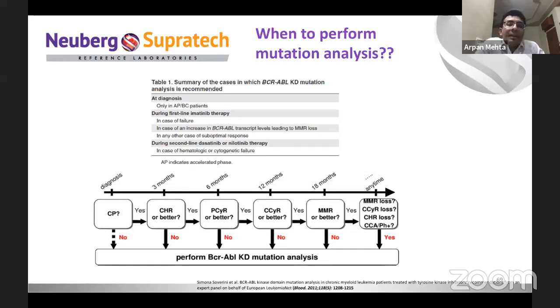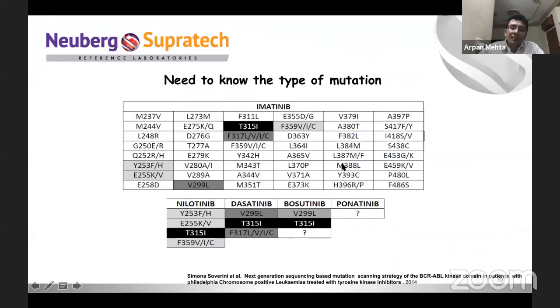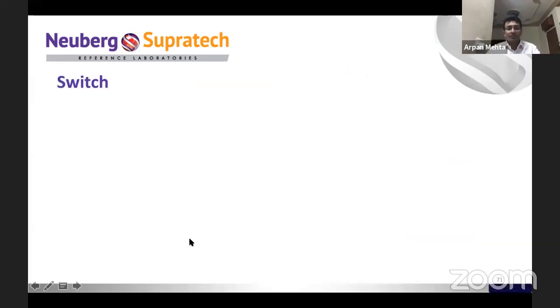It can also be done during second line dasatinib or imatinib therapy or nilotinib therapy in case of hematologic or cytogenetic failure. Now, depending upon the type of mutation, the appropriate tyrosine kinase inhibitor to which the patient is sensitive can be administered. So this table gives us a nice reference guide. Suppose the patient has the F317L mutation. It is resistant to imatinib, as you can see here, and it is also resistant to dasatinib. So nilotinib would be a nice drug to administer to this patient.